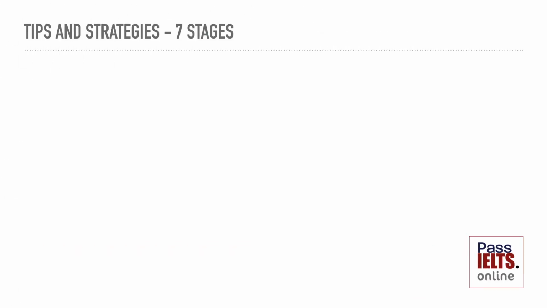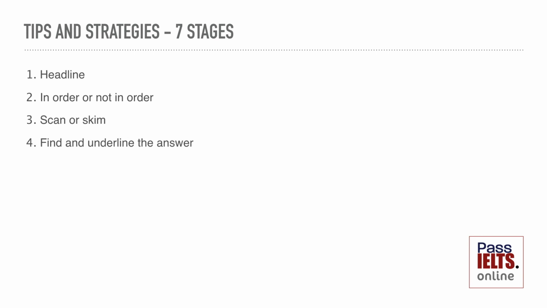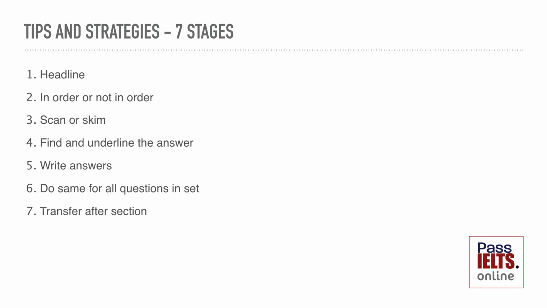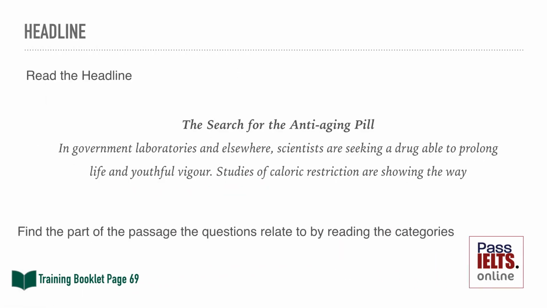Now we're going to look at our 7 tips and strategies quickly. First of all, you need to read the headline, then decide if it's in order or not, and whether you need to scan or skim. Then you need to find and underline the answers, write the answers next to the questions, and do the same for all the questions in the set. Once you finish, you can transfer your answers to the reading answer sheet.